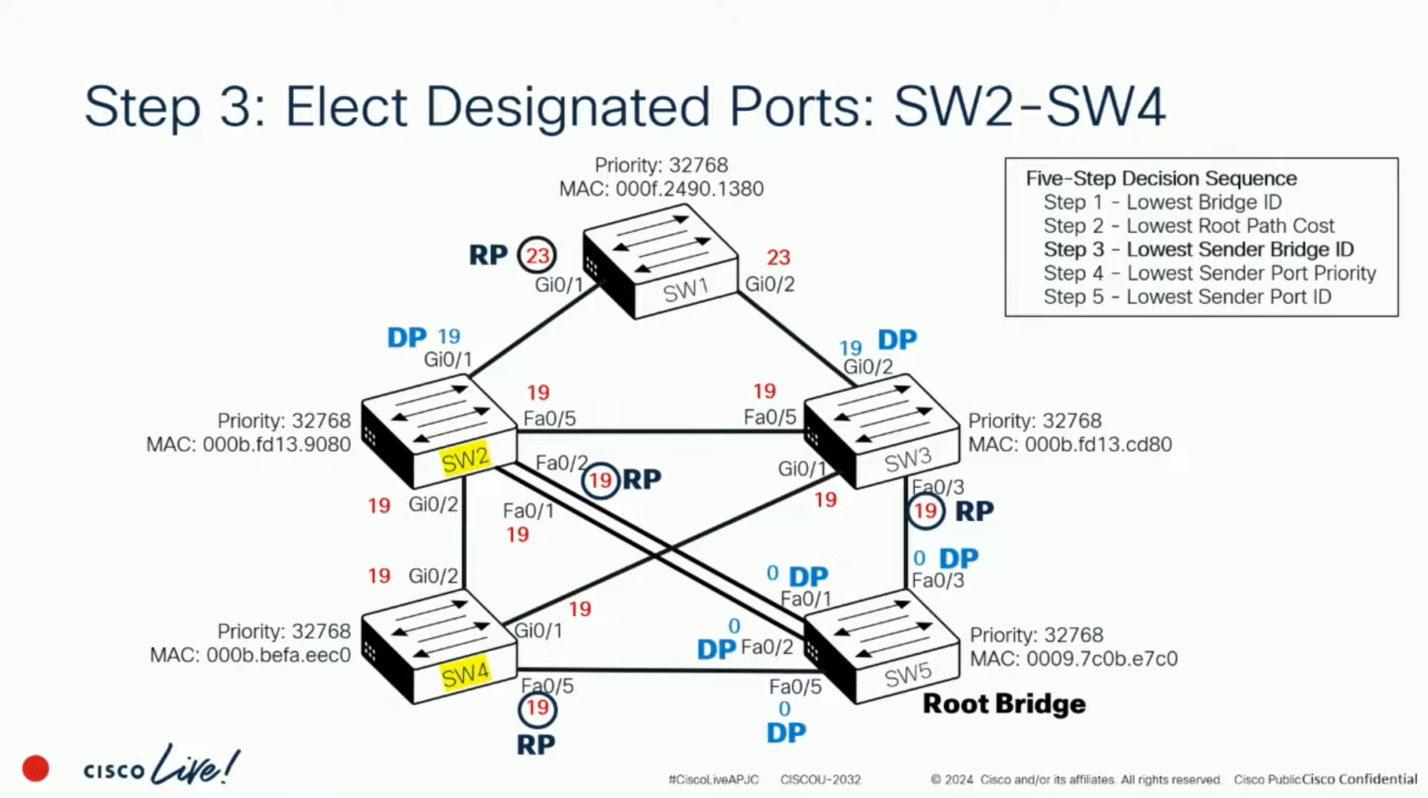I have a problem. I have a tie, 19 and 19. I need my tie break. What's the tie break? So I have a tie on step 2. I go to step 3. Step 3 says, hey, the winner should be the one with the lowest bridge ID. Folks, is that switch 2 or switch 4? Who says switch 2? Who says switch 4? So what do we got here? 000B, BEFA, FD13. This is lower than this. That port is elected the designated port.